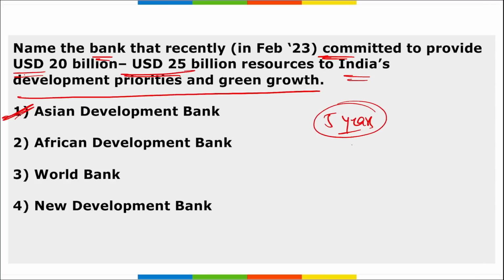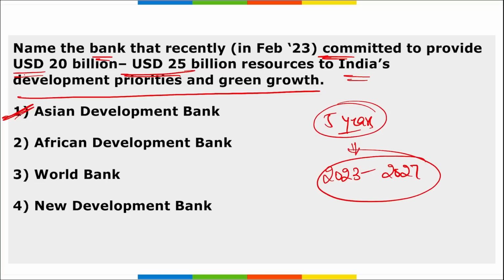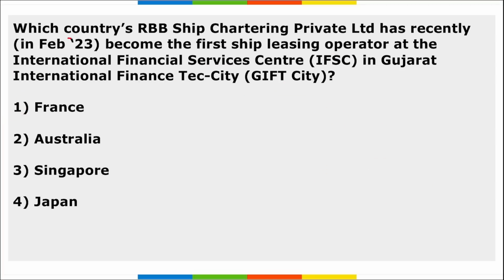And this is for 5 years, but if we consider it in the years, it is from 2023 to 2027. Remember this data also. Next, which country's RBB Ship Chartering Private Limited has recently become India's first ship leasing operator? The country is Singapore. Important. And it will be at Gift City, that is in Gujarat, Gandhinagar.